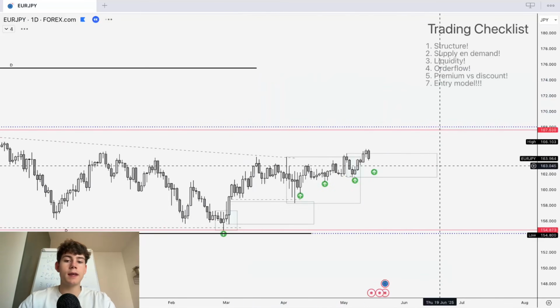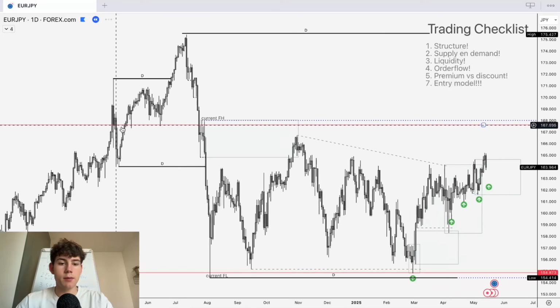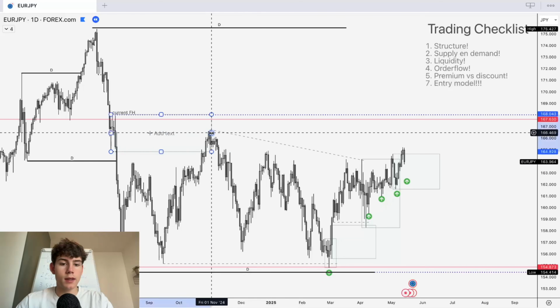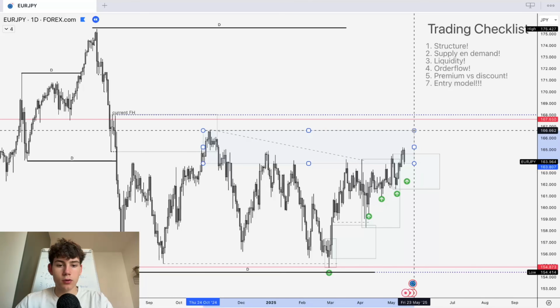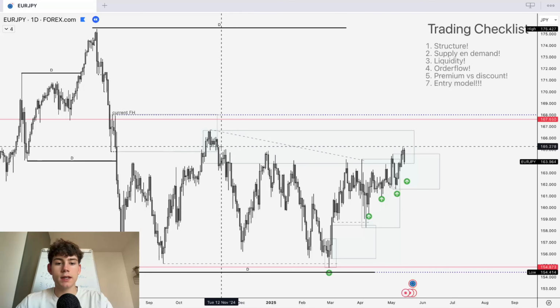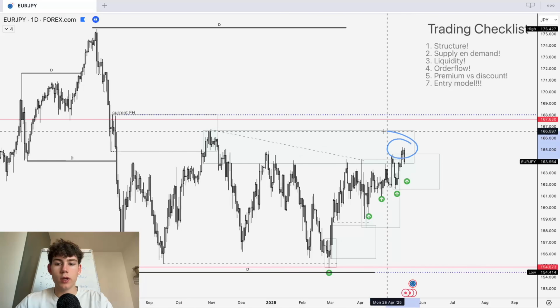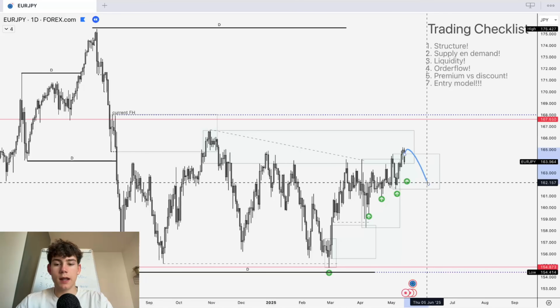So going over to the daily, it is kind of the same, but then you can see we had this supply zone over here, and then we had this supply over here, which was then in control. And then of course you can see that from this supply zone we could expect a reaction down lower.